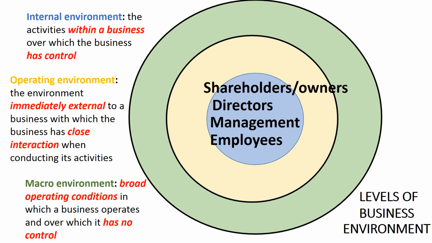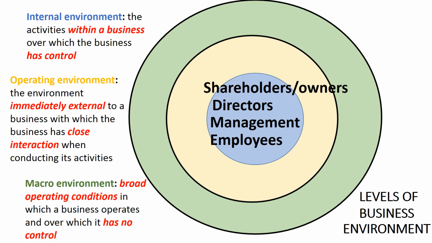The shareholders or owners of the business own the business. The directors, at least where the business is a company, determine the business strategy for the business. The management team sets and implements the business objectives that are necessary to achieve the business strategy for the business. And the employees work in producing the goods and services that are sold by the business.